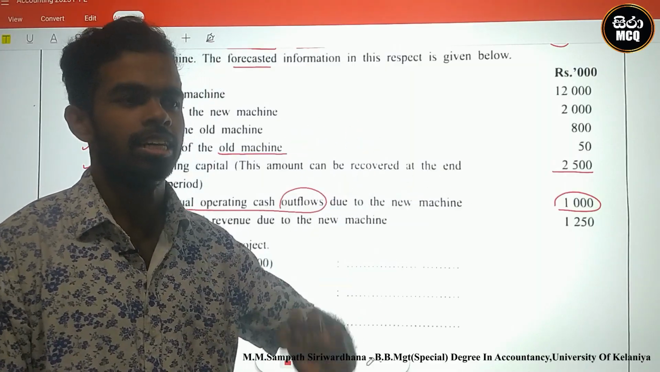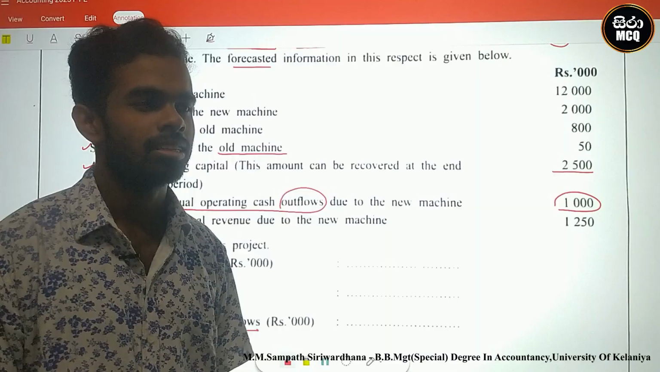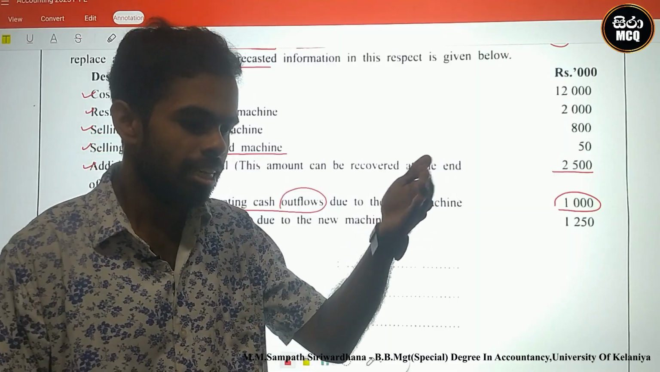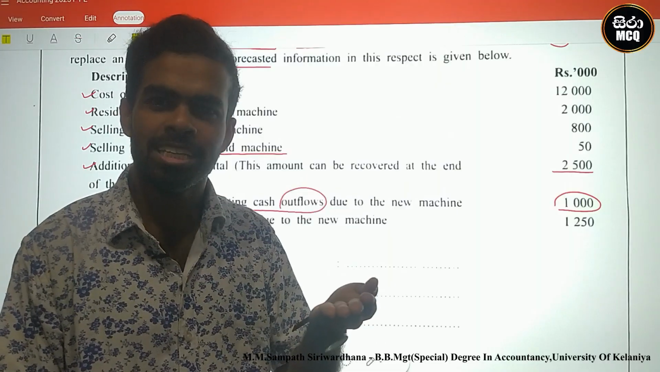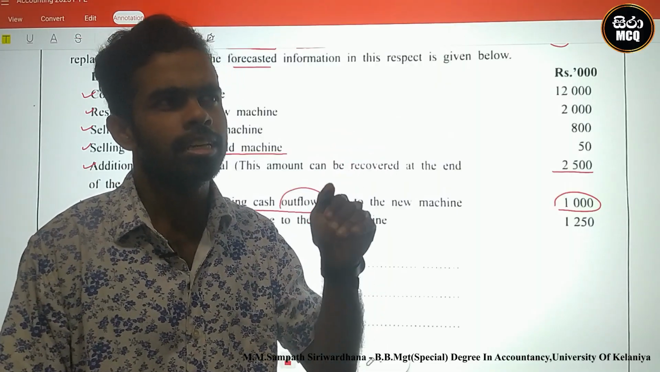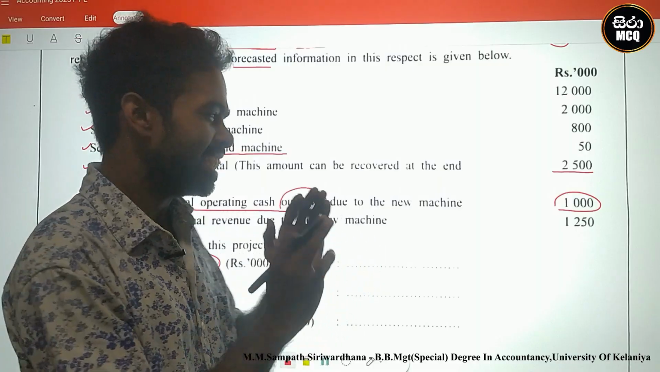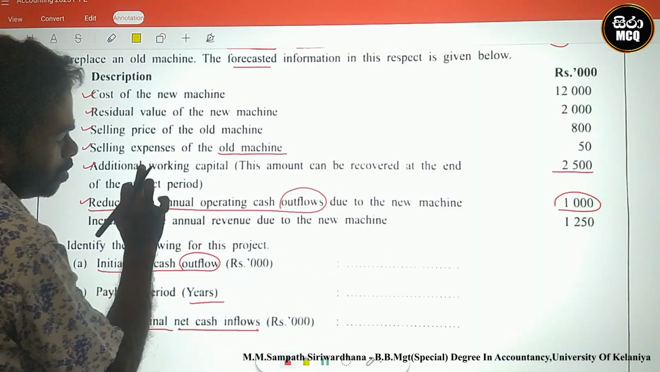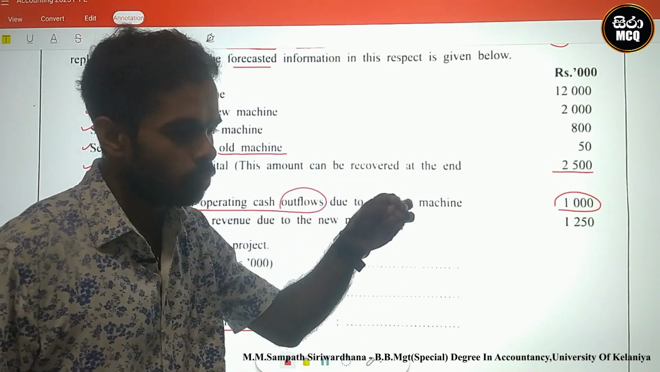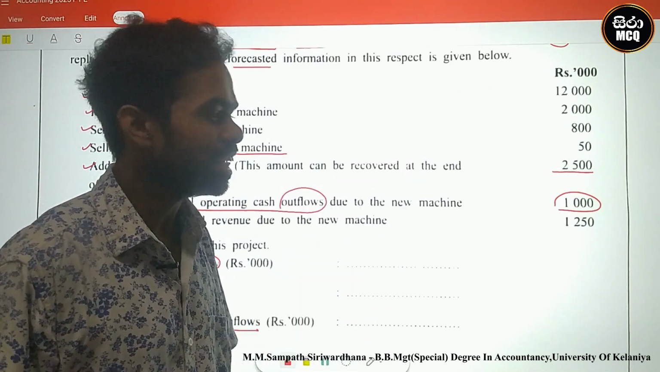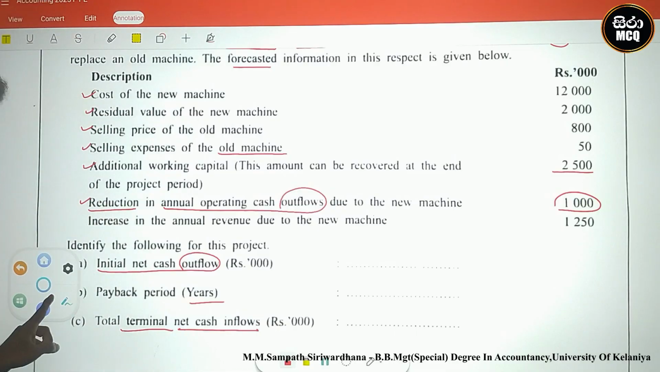Cash outflows deducting means inflow. You know, there is an expense deduction. Electricity bill is deducting. It is like an inflow, no? Expense deducting means cash inflow. Therefore, the reduction of operating cash outflow, saving, means inflow. Okay, therefore 1000 is inflow.